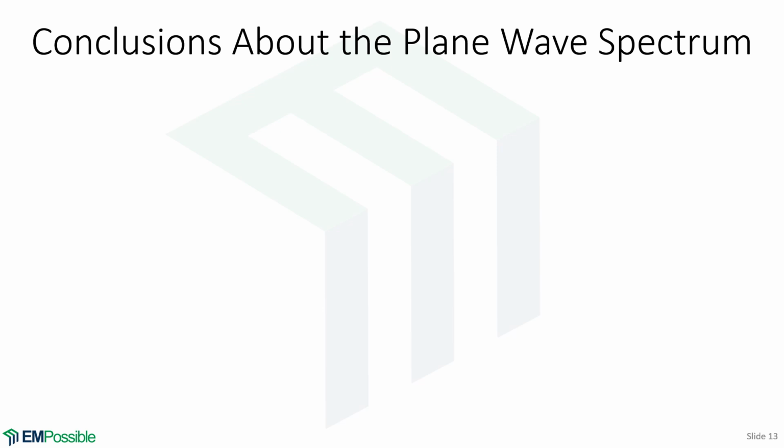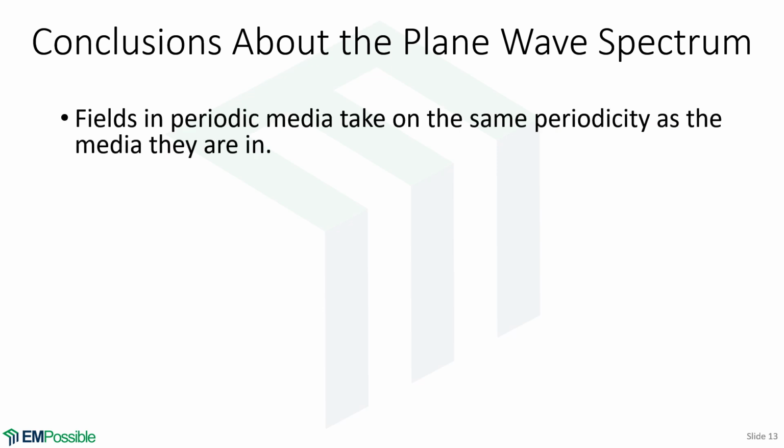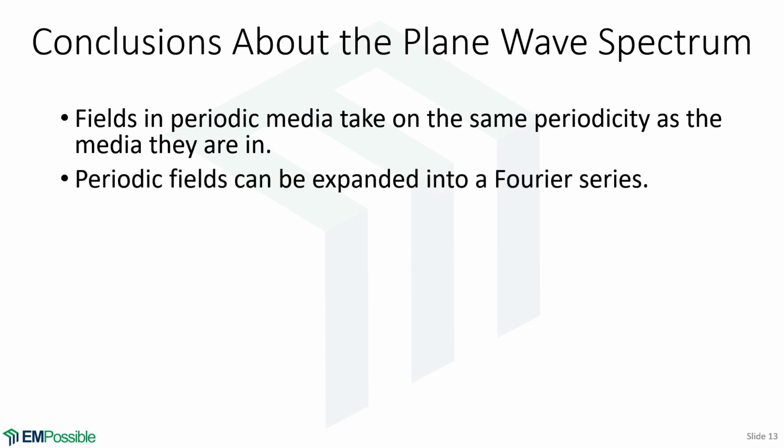So here are the conclusions about what we've talked about. Point number one, fields in periodic media take on the same periodicity as the media that they're in. So the field itself becomes periodic. We know that anything that's periodic can be expanded into a Fourier series. So our periodic fields are expanded into a Fourier series.